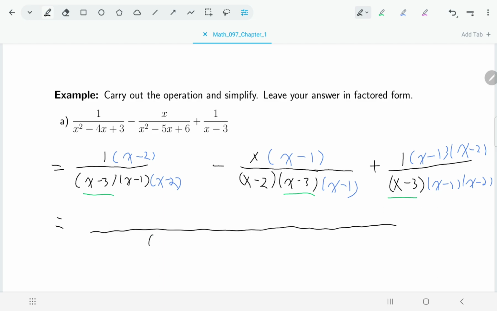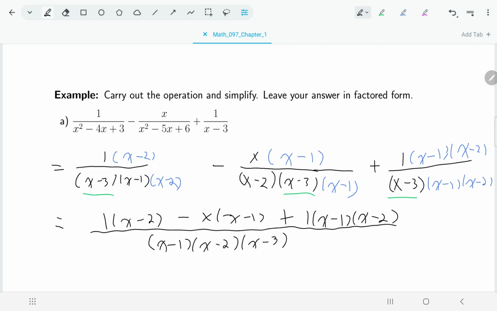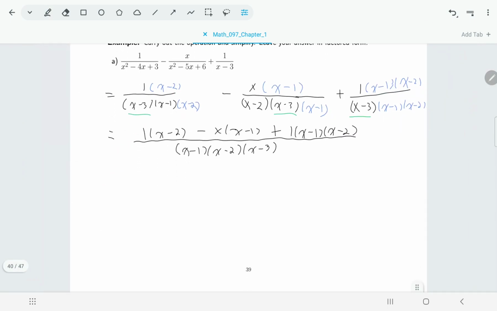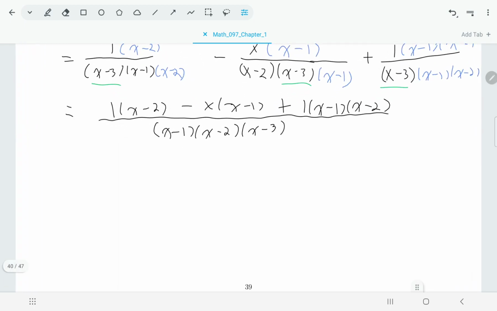So I can make one big rational expression now with that common denominator of x minus 1, x minus 2, x minus 3. And I'll just take my first numerator, my second numerator, and my third numerator, and put them all together. So now the only thing left for me to do is just to simplify that numerator and then factor it if I can factor it, and hopefully that'll be that.